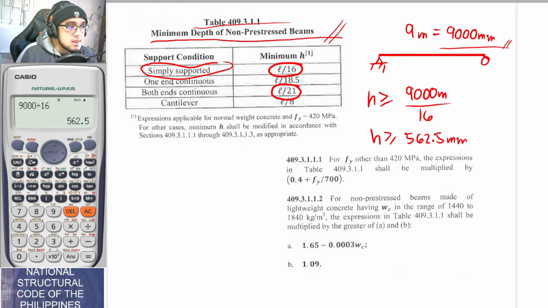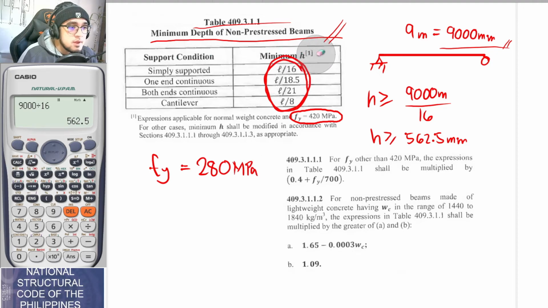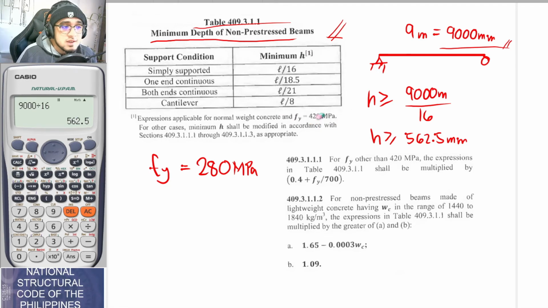But take note, guys, that the factors here are only applicable if your Fy is 420 megapascals. This is the yield stress of your steel member, I mean your steel rebars. So what if you have another Fy, for example 280 megapascals? Wouldn't we be using this once again? The short answer is, well, yes and no, because we will make use of this, but we will be applying another factor, which is this.